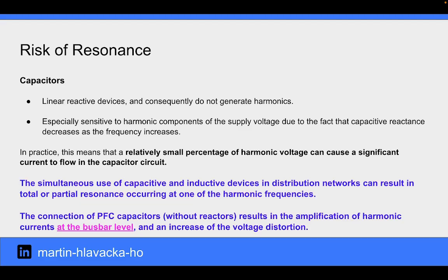Capacitors are linear reactive devices and, consequently, do not generate harmonics. Capacitors are especially sensitive to harmonic components of the supply voltage because the capacitive reactance decreases as the frequency increases. In practice, this means that a relatively small percentage of harmonic voltage can cause a significant current to flow in the capacitor circuit.